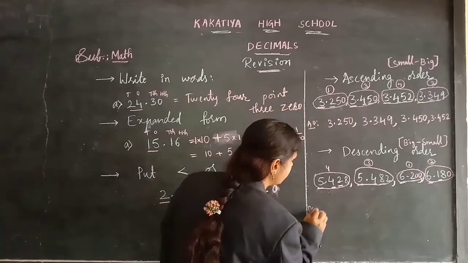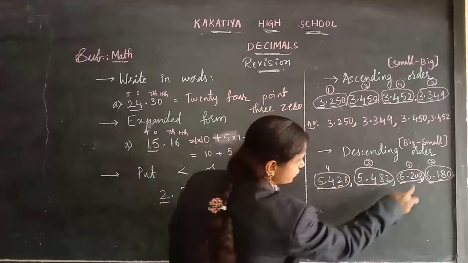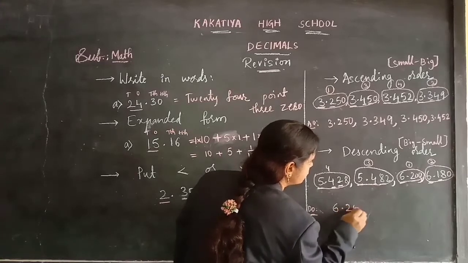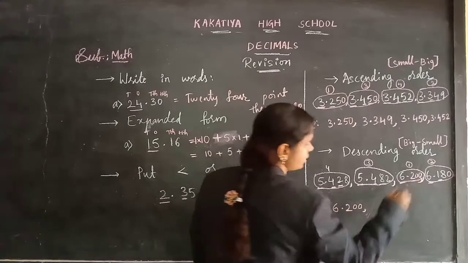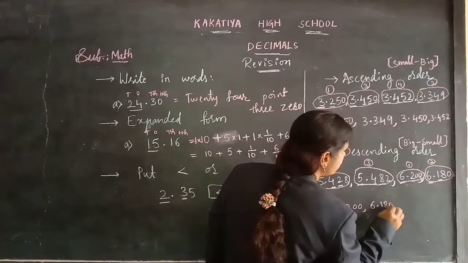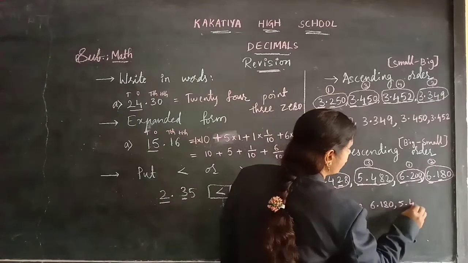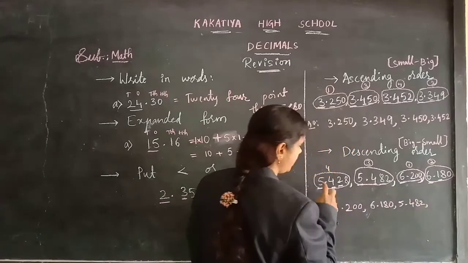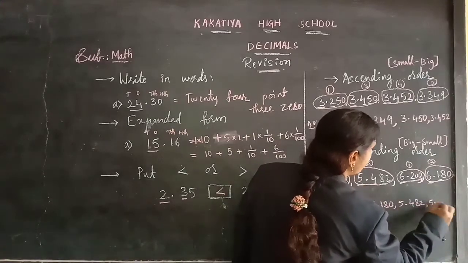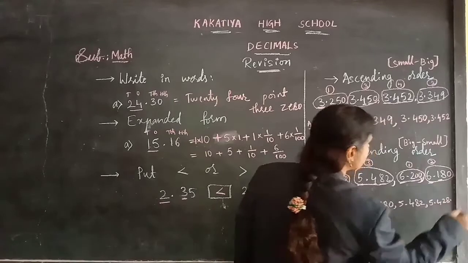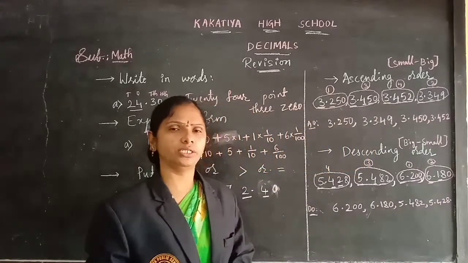Okay. Come on, descending order. So first number here 6.200, comma 6.180, comma third place 5.482, next 5.428. So this is the descending order, children.